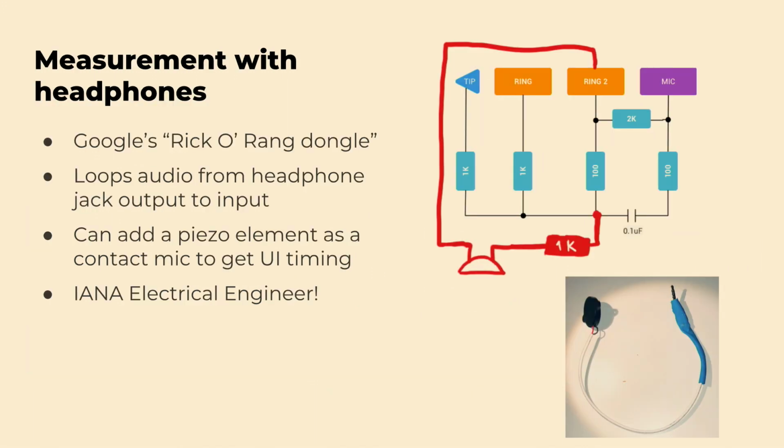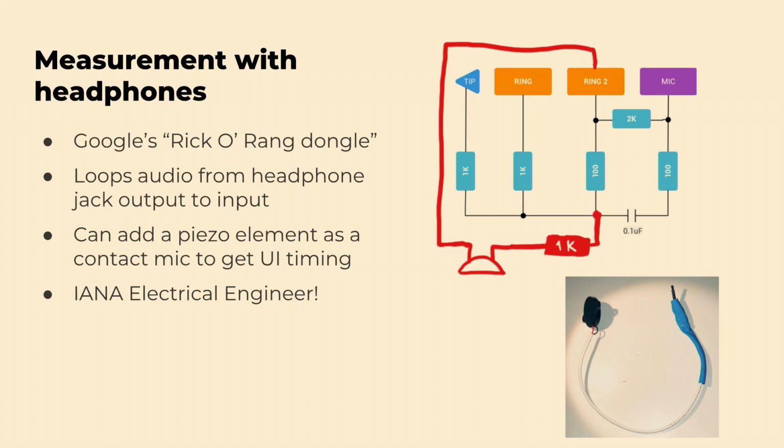Another thing that I've looked into is, because these latencies differ, we need to have a way to measure them. When you're using the onboard speaker and microphone, it's pretty easy. You just output from the speaker and receive it from the microphone. And people at Google came up with a solution for doing the same thing with the headphone jack. They call it the Rick-O-Rang audio loopback dongle, and I have no idea why it's called that.